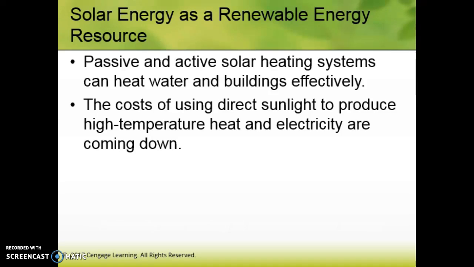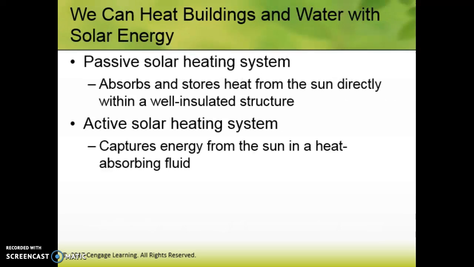So solar energy, we can use passive or active. Passive is going to involve using the heat from the sun to heat a well-insulated structure. An active solar heating system is going to capture the energy, and it's going to do something with it. Anything that's active is going to use a photovoltaic cell.